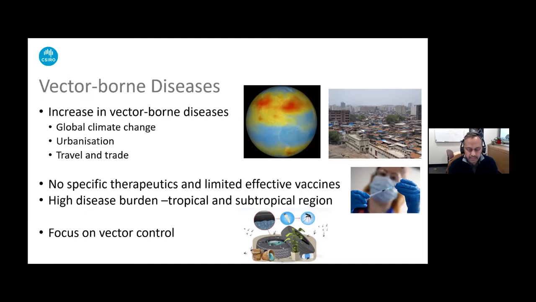And of course, travel and trade. So, an infected person from one region can be in another region within a matter of hours. So the important thing is there is no really specific therapeutics available against any of these diseases. And very few of these diseases have any effective vaccines available against them.